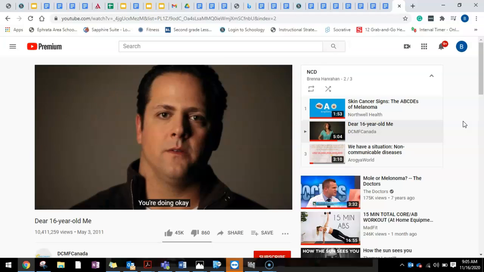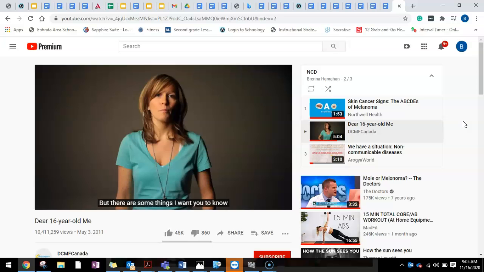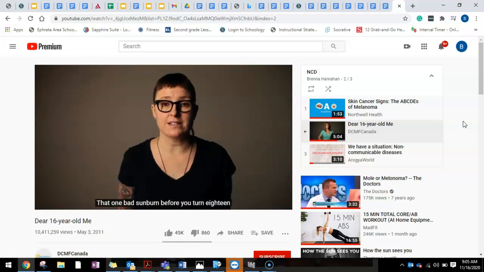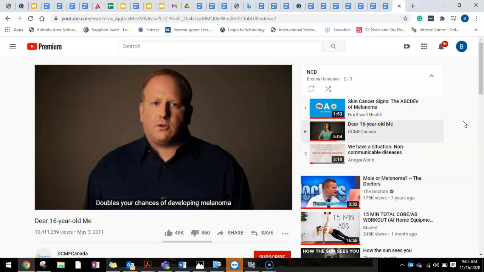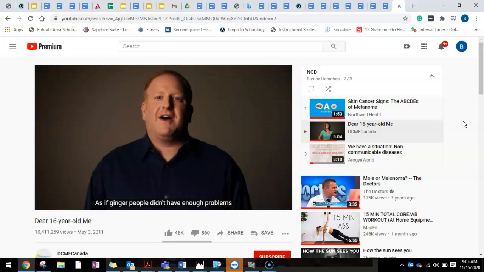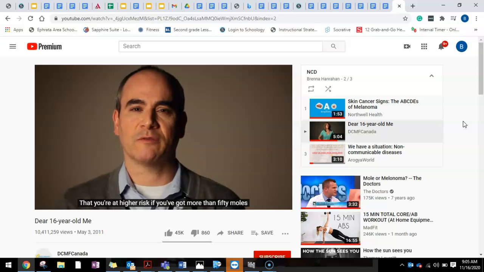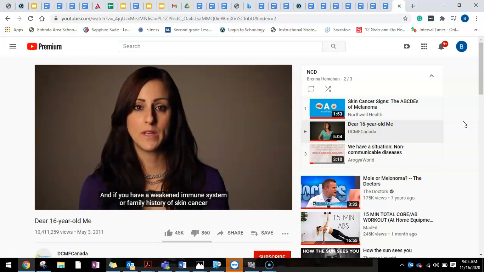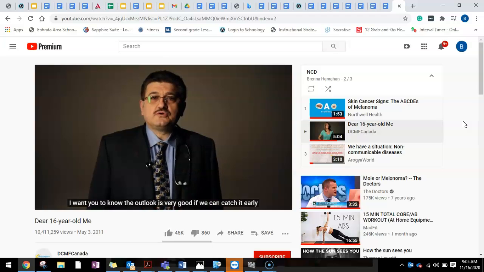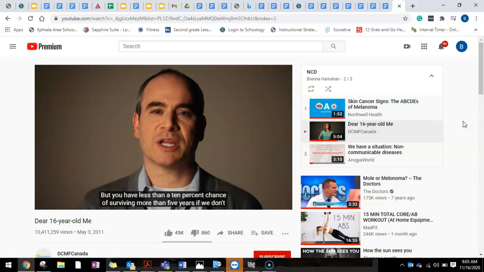Dear 16-year-old me, you're doing okay. You're strong, but there are some things I want you to know. I wish I'd known that one bad sunburn before you turn 18 doubles your chances of developing melanoma. That fair skin and red hair means that you're at a higher risk of getting it. As if ginger people didn't have enough problems. That you're at higher risk if you've got more than 50 moles. And if you have a weakened immune system or a family history of skin cancer. I want you to know the outlook is very good if we can catch it early. But you have less than a 10% chance of surviving more than 5 years if we don't.